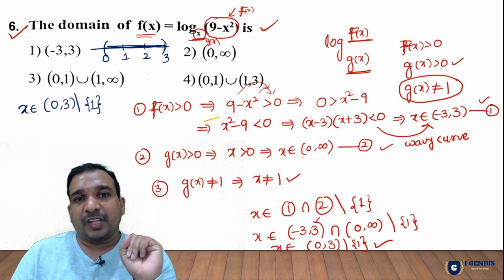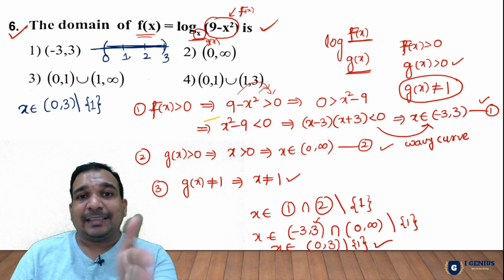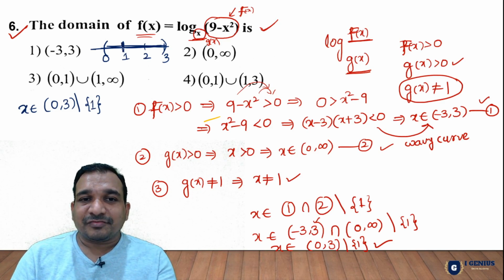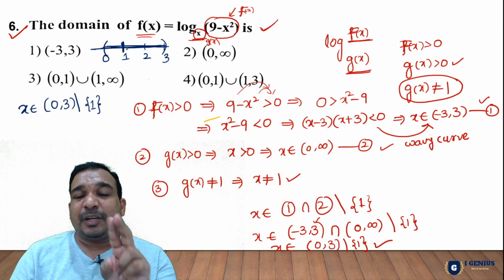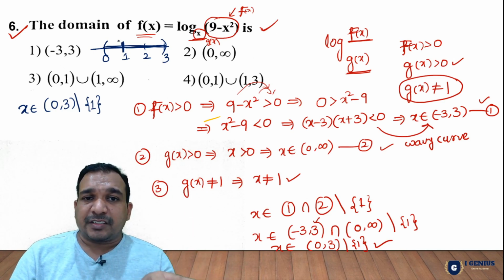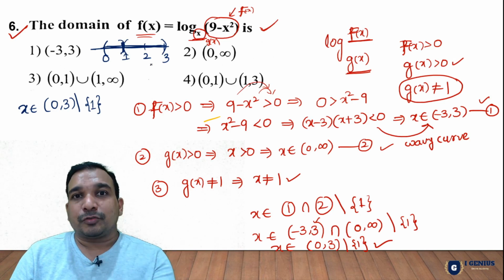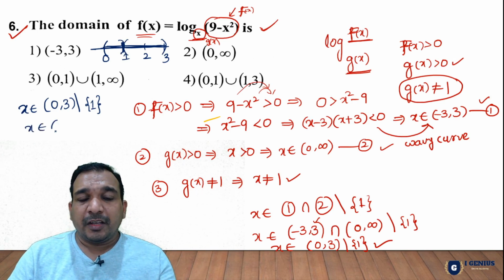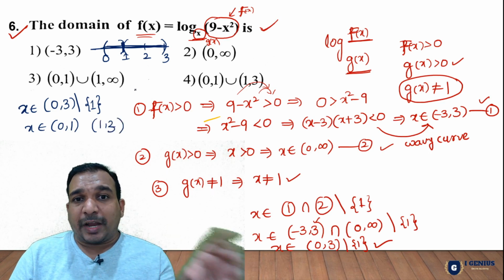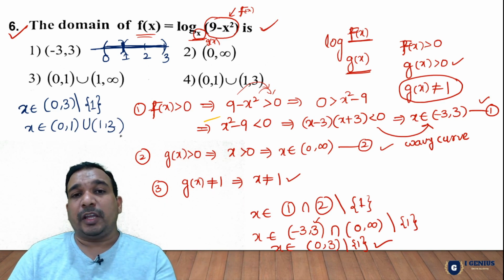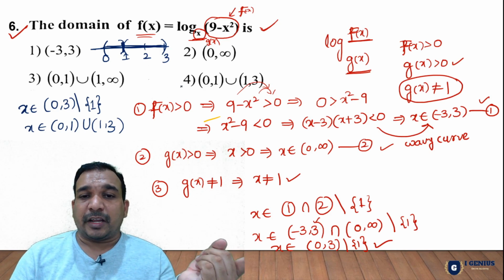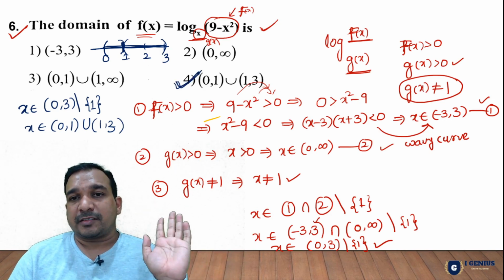What is that number? 1. We should remove that number. Then what will I do? I'll cut the interval at 1. I'll remove this one. Then what happens? When you remove this one, a gap happens. Now this 0 to 3 total line will be divided into 2 separate lines. First line is 0 to 1, second line is 1 to 3. So I can write x belongs to 0 to 1 and 1 to 3. We should unite these two, that's why I'm writing the union in between. So 0 to 1 union 1 to 3 is also a correct answer. So our answer is the fourth option, guys.